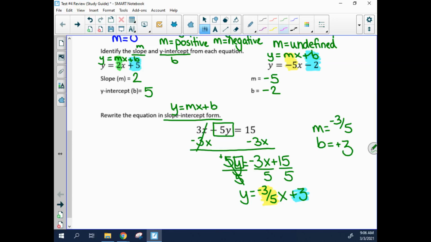When you're rewriting from standard form to slope-intercept, remember the first step is to add or subtract the x term. And step 2 is to divide by the coefficient of y, so by the number with y.